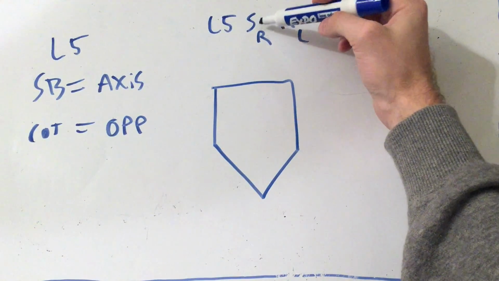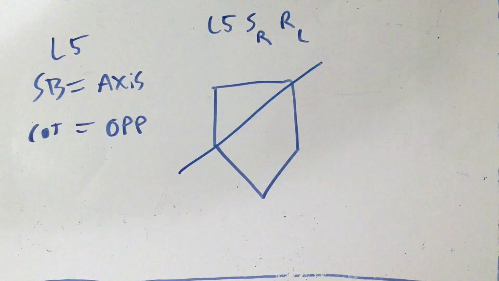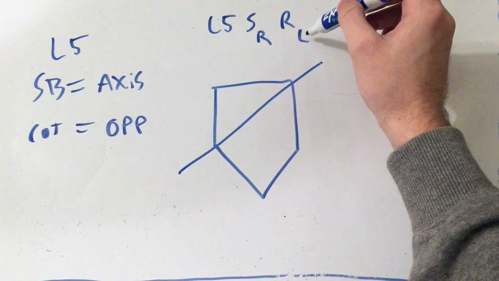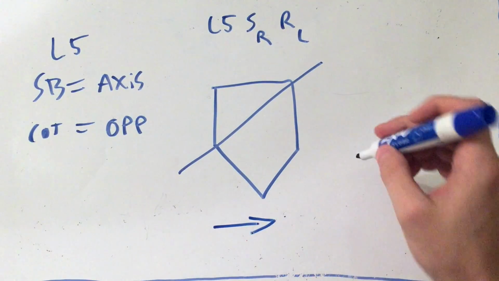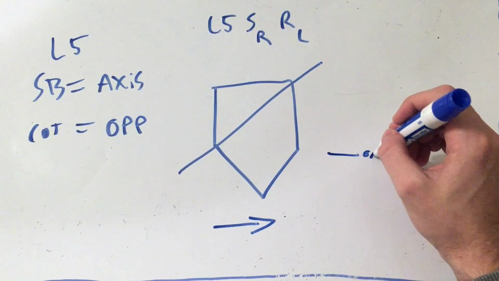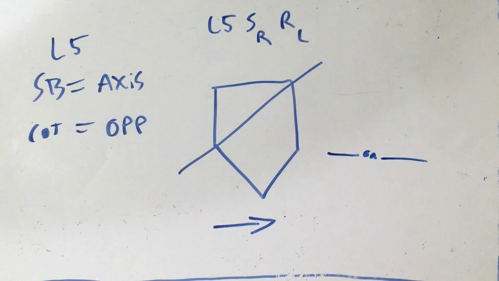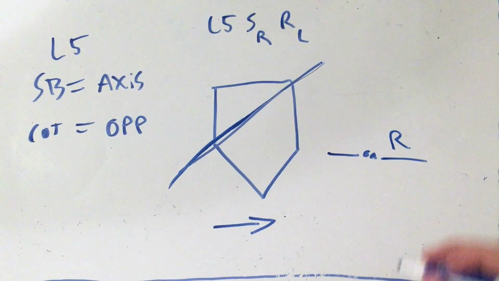We know that L5 is side bent to the right, so we know that the sacrum has a right axis. We know it's rotated to the left, which means that the sacrum is going to be rotated to the right. Now looking at this, we know that this is going to be some sort of a torsion, so blank on blank. The axis is going through the right sacral sulcus, so it's going to be on the right.